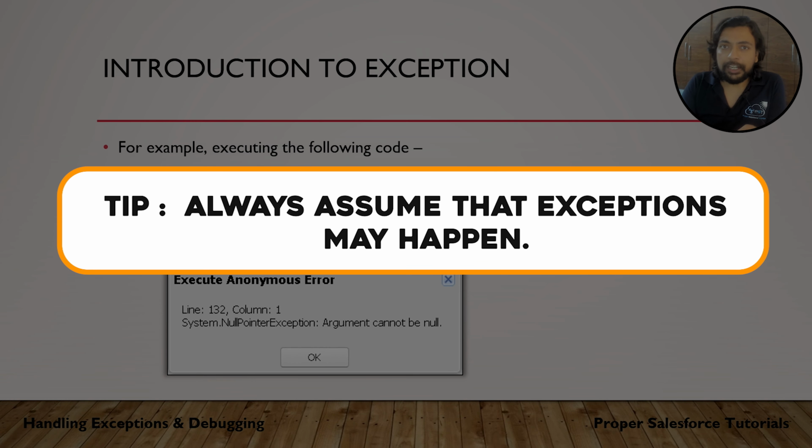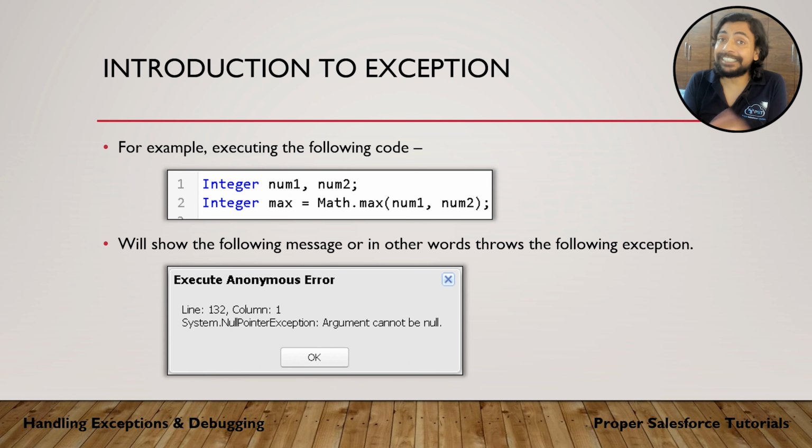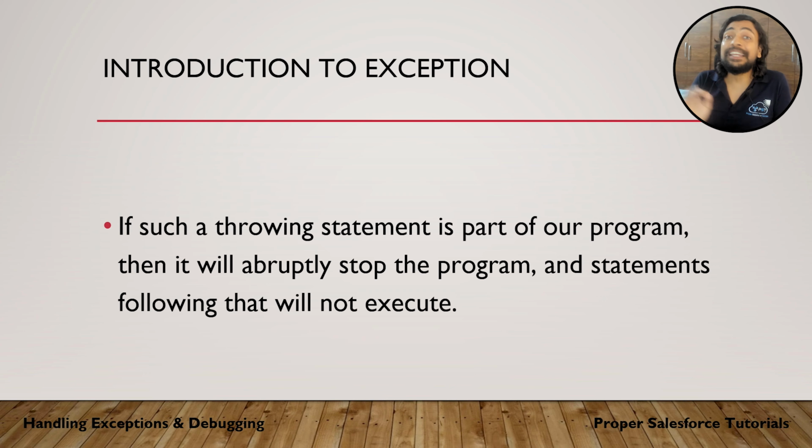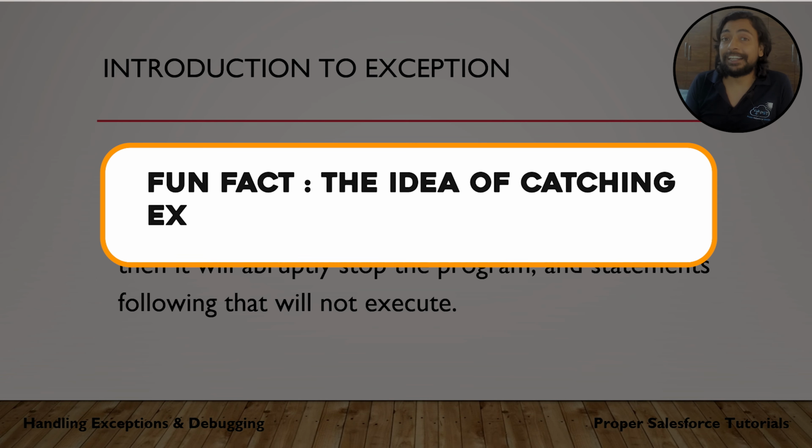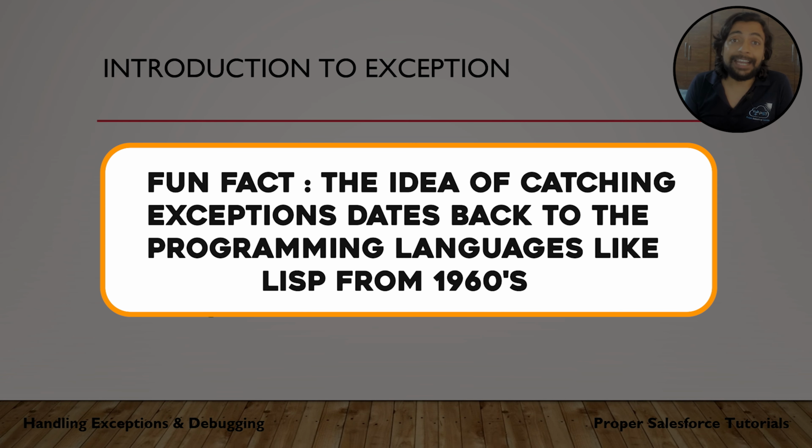Now I want to share a tip over here. Always assume that exceptions may happen, especially in the case of external data sources, SQL statements or API calls. If any such throwing statement is part of your program, then it will abruptly stop the program and the statements following will not execute. No coder actually wants that. But there are some situations in which we want an exception to occur. We will definitely talk about those situations as well, but for now, we will just focus on understanding what an exception is. Fun fact, the idea of catching exceptions dates back to programming languages like Lisp from the 1960s.